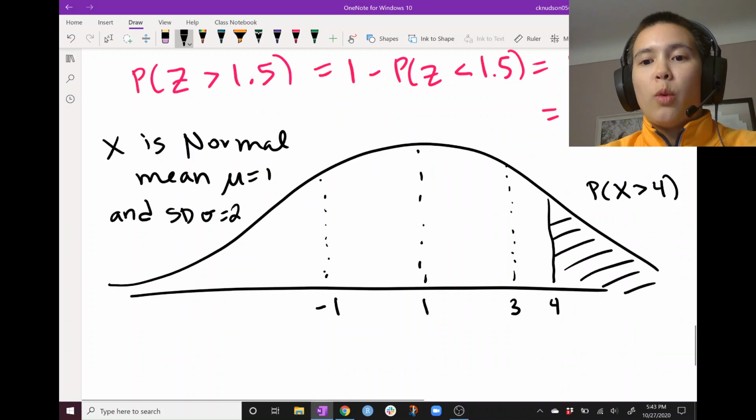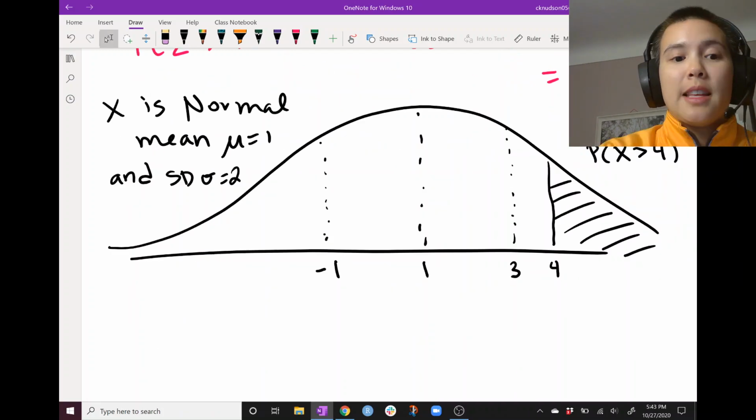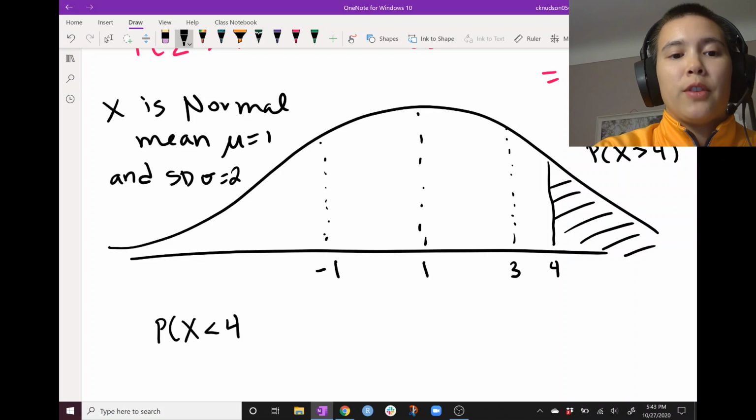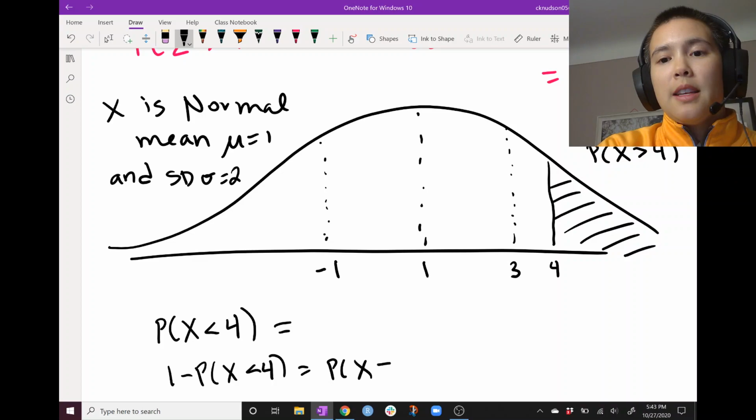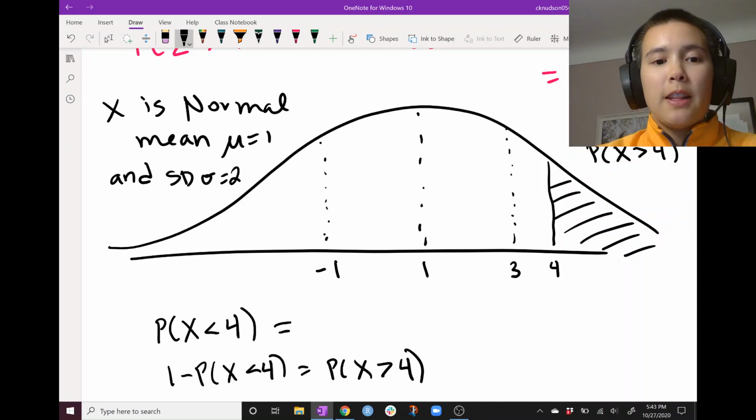We know that our website gives us the probability x is less than 4. So let's find that first. And then we can do 1 minus the probability that x is less than 4, and that will give us the probability that x is greater than 4. So what's the probability that x is less than 4?